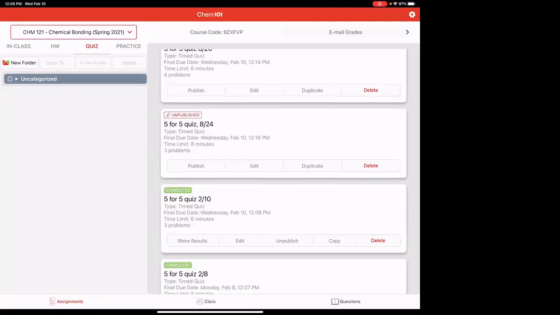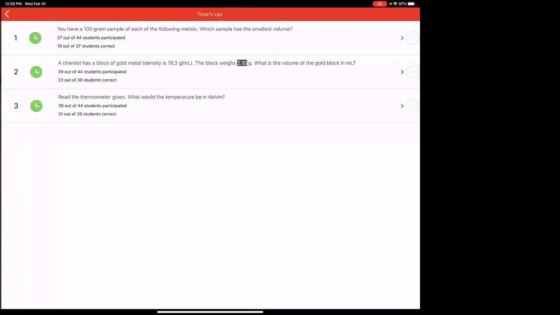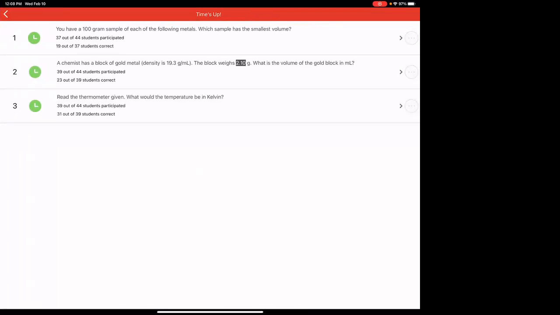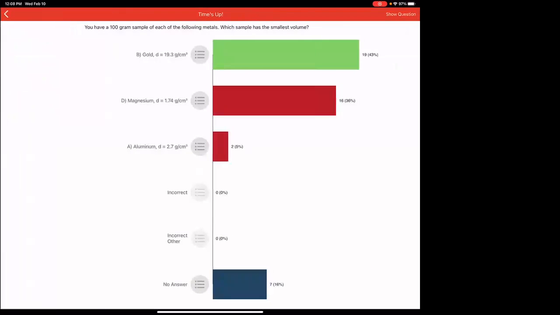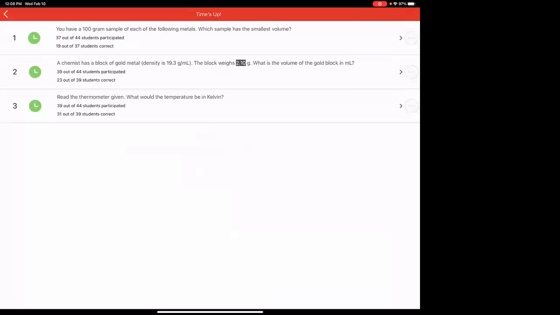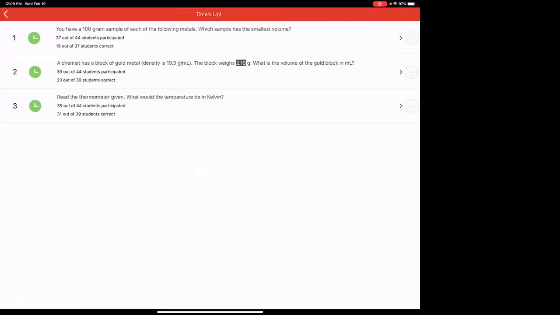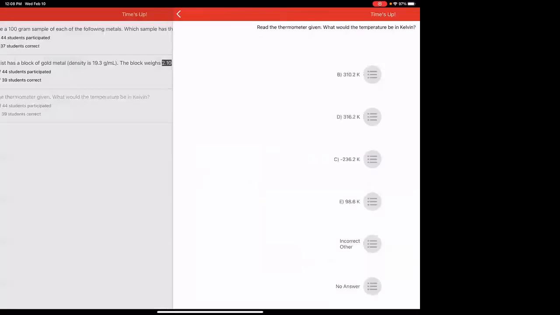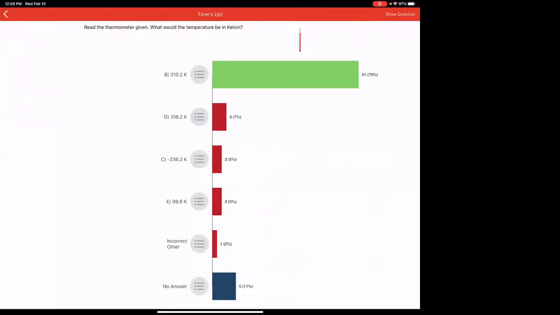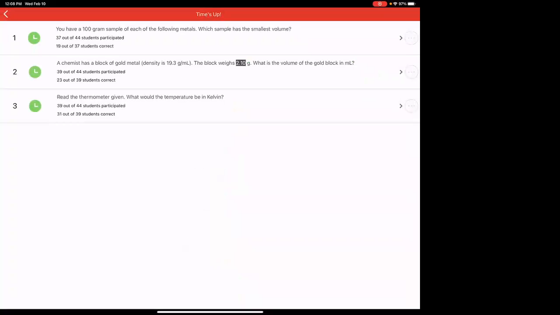Okay, looks like we're finally closed out. What I can do is take a quick look at it just to see how folks did in general. So you have the 100-gram sample. Looks like on that one, about 43% of the folks got that right. That's good. Second one, the gold medal density one, looks like about 52% of the folks who took the quiz got that one right. And the temperature one, looks like 70% got that one right. Okay, so not too bad, guys, for your first time out.